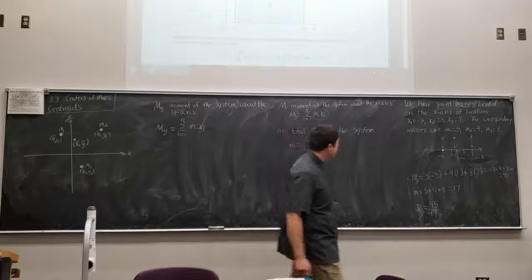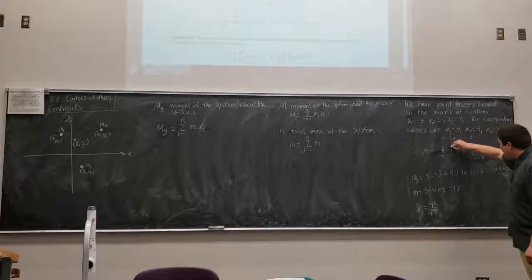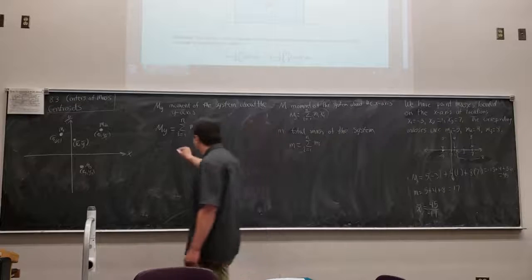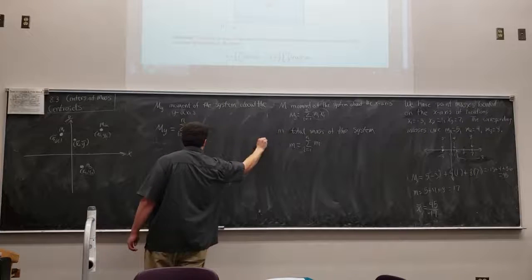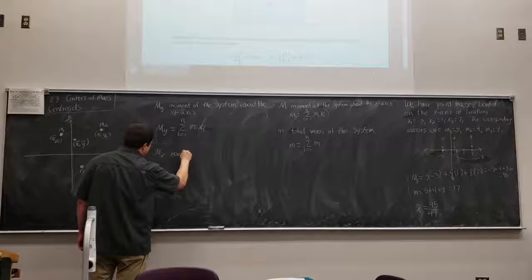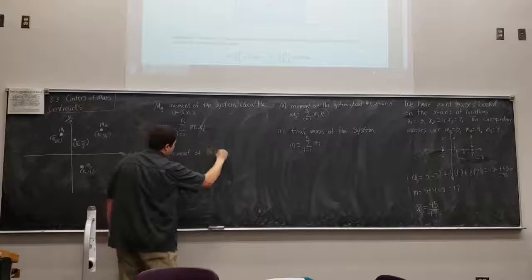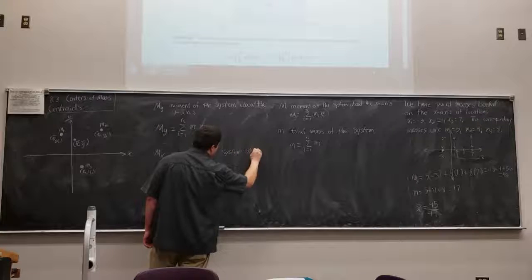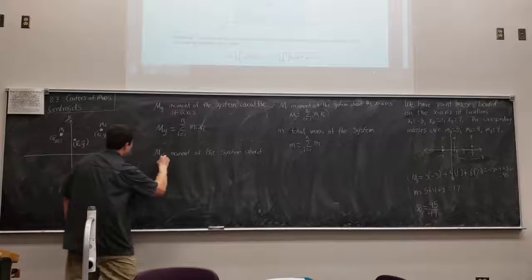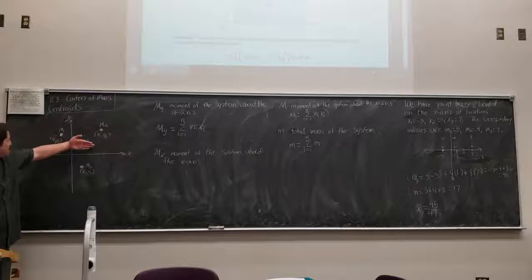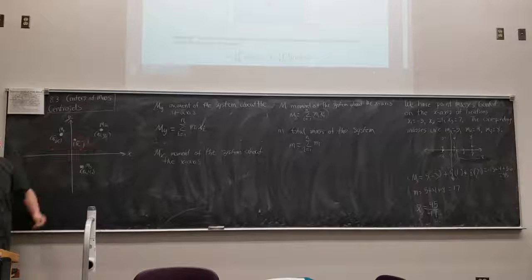In other words, we're just imagining we're throwing in a new y-axis to this, and the meaning of m sub y is now the same. Similarly, we can define m sub x. This is the new thing. M sub x is the moment of the system about the x-axis. It will measure rotation going this way, about the x-axis itself.